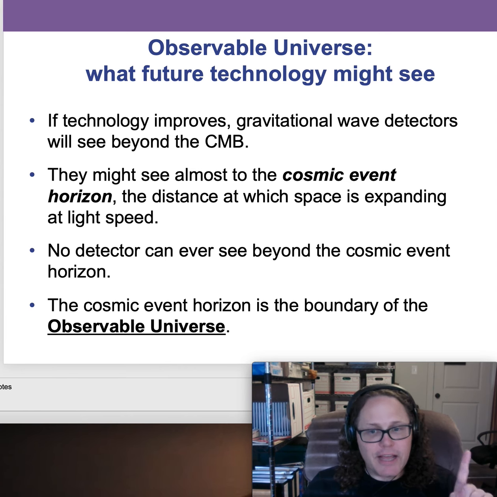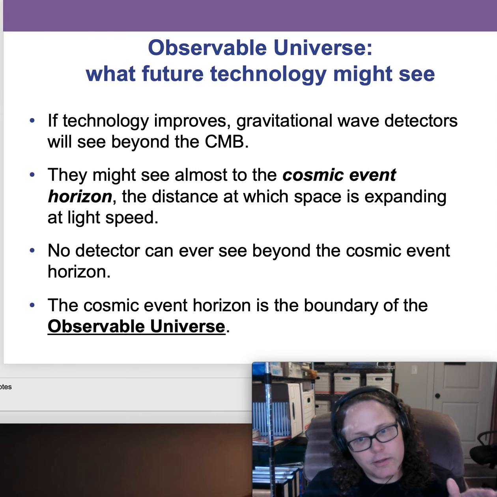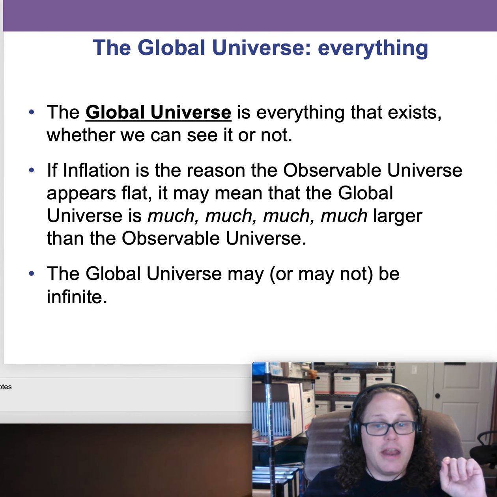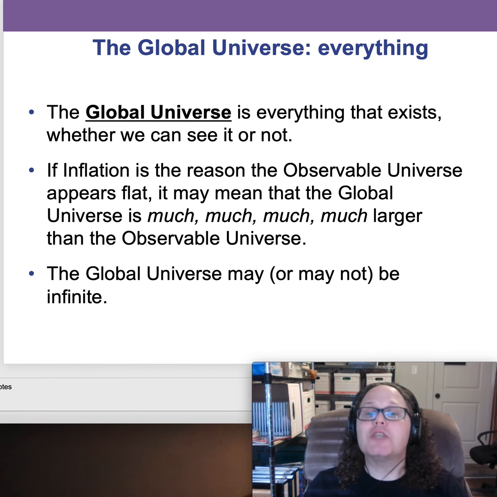But if inflation is true, and the evidence seems to suggest, though not conclusively, that it is, that tells us that the global universe, the true universe, everything that exists, is much bigger than the observable universe. And that's why the observable universe looks flat. I should say why the observed universe looks flat. It's much bigger than the observed universe.